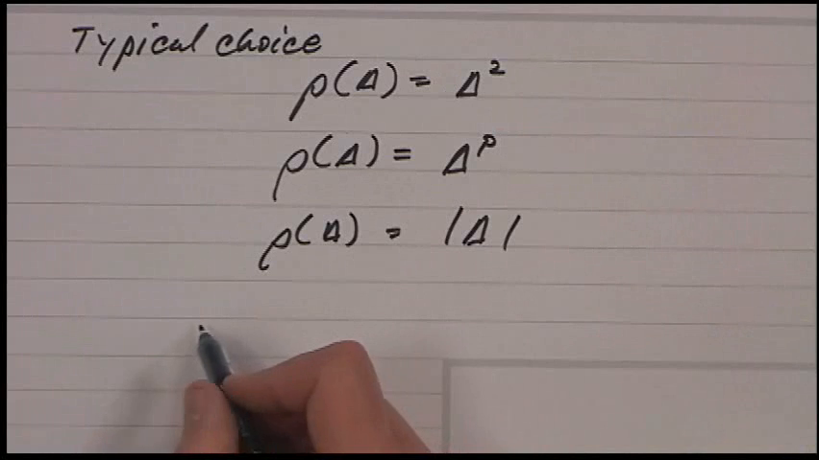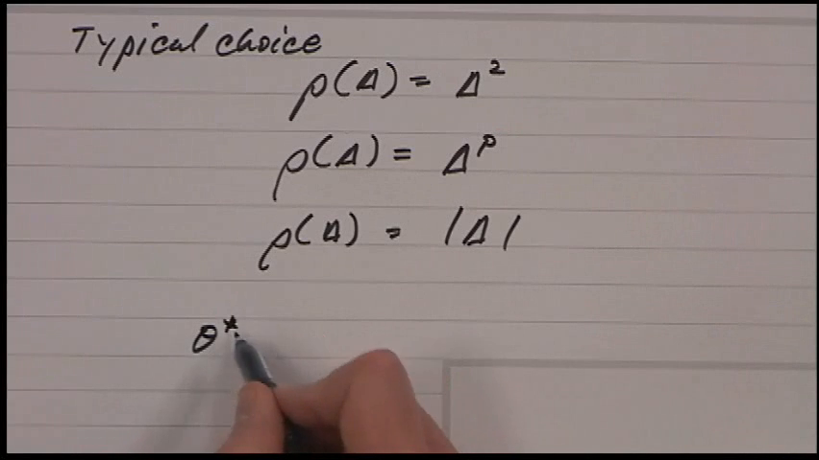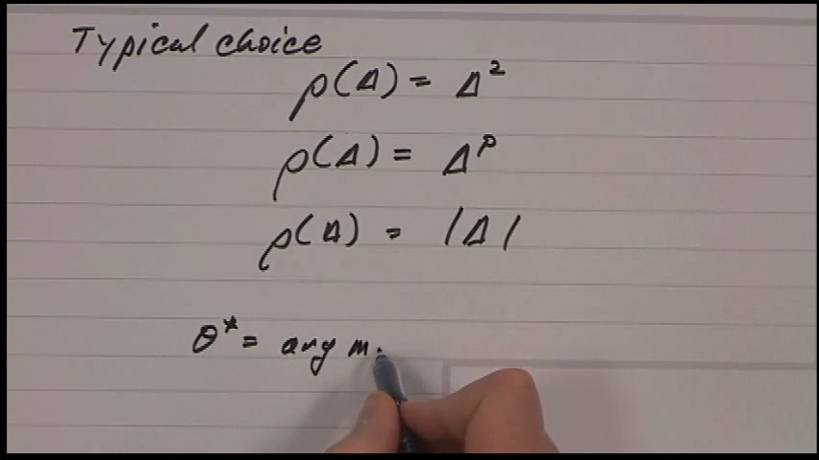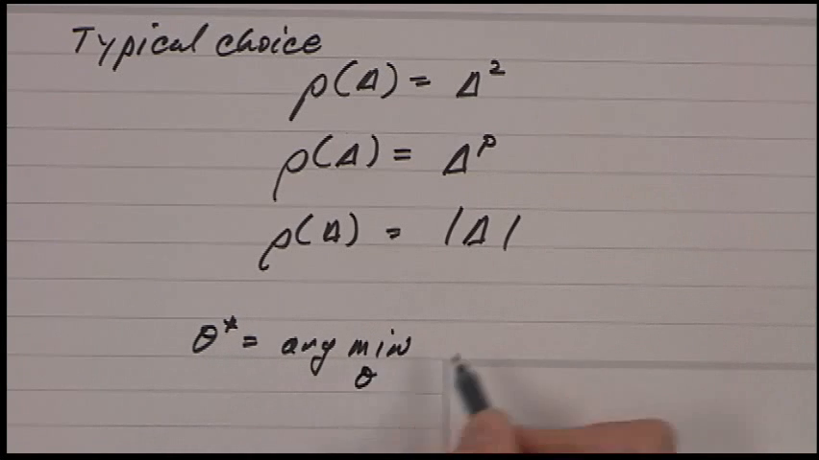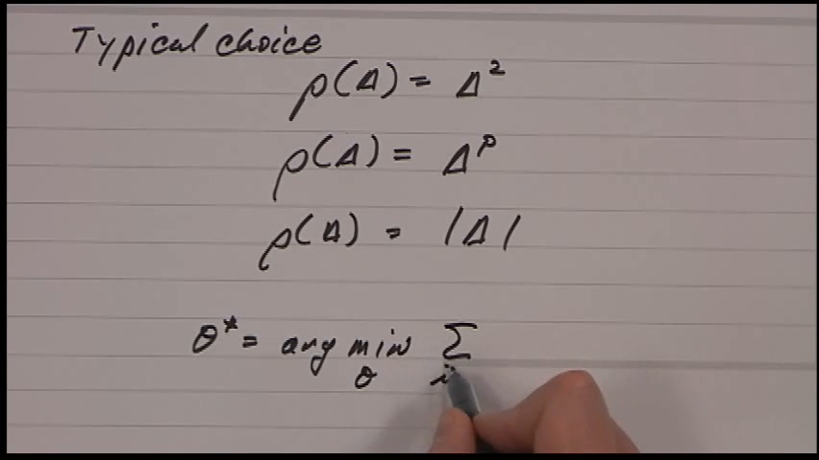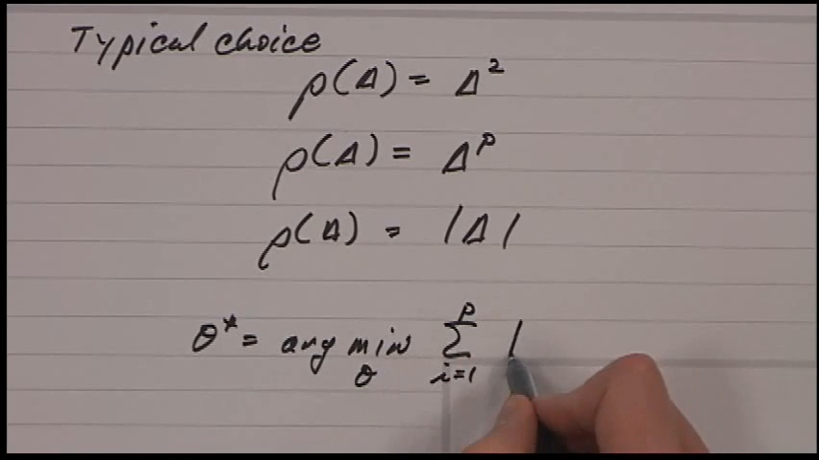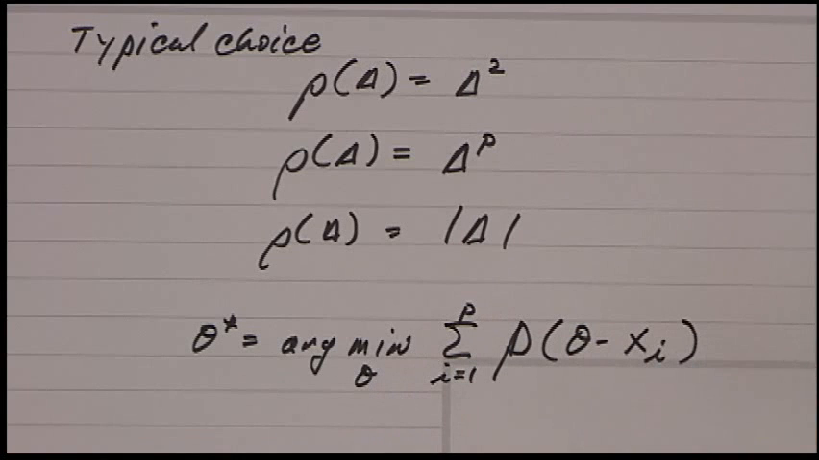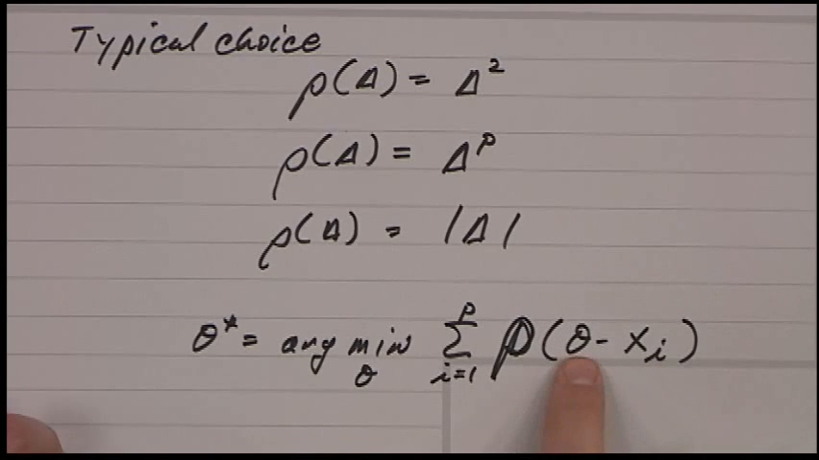And then what you do is you say, okay, my value of theta is going to be the value of theta which minimizes the sum from i equals 1 to p of rho of theta minus x of i. Rho, that's a rho. Okay? So you try to find, so this is a cost function. You can think of this as energy minimization. So you can think of rho as energy.